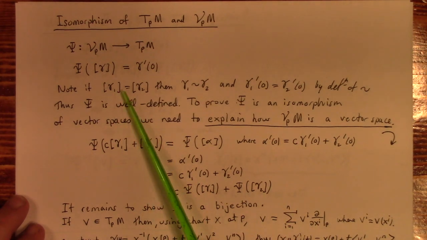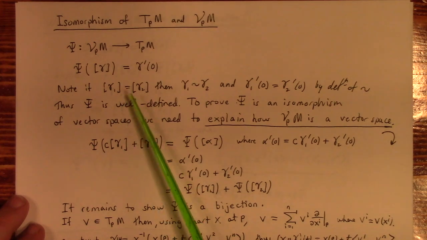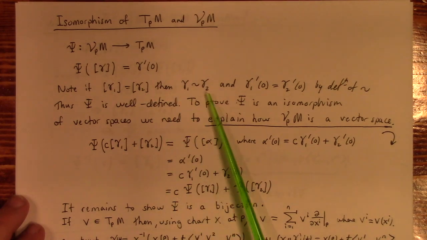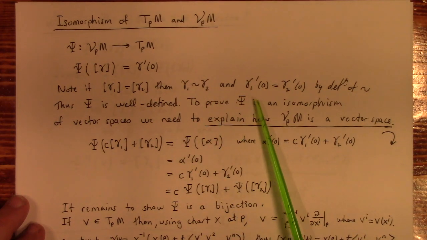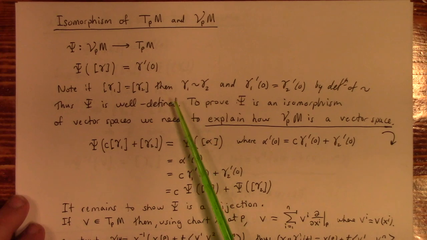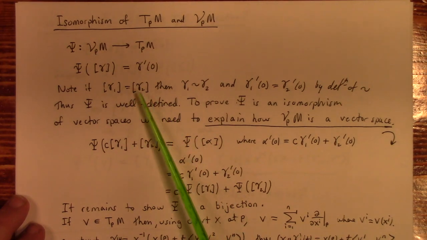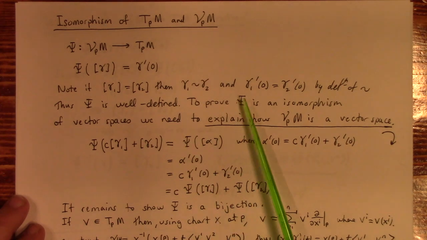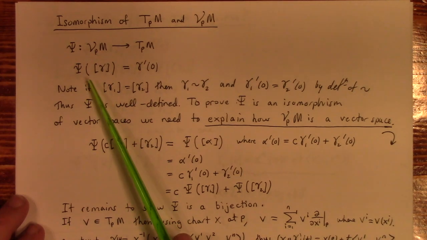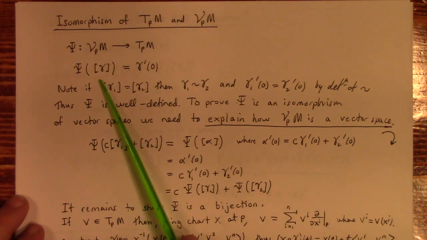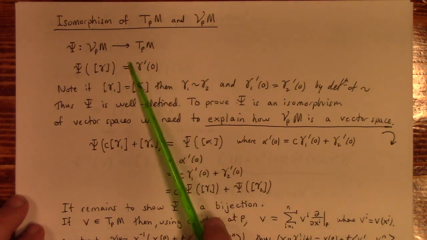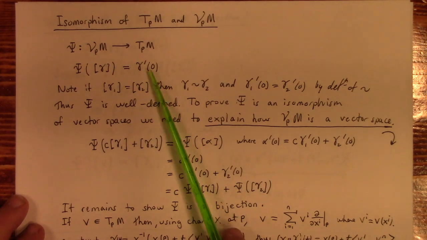Two equivalence classes are equal only if gamma 1 and gamma 2 are equivalent curves. The equivalence of these curves is judged by whether or not their derivatives match, and of course we're assuming that gamma 1 of 0 is equal to gamma 2 of 0, which is equal to p. And to prove the isomorphism from the equivalence class of curves to the derivation, where this is the derivation as we just defined at the end of the chapter.